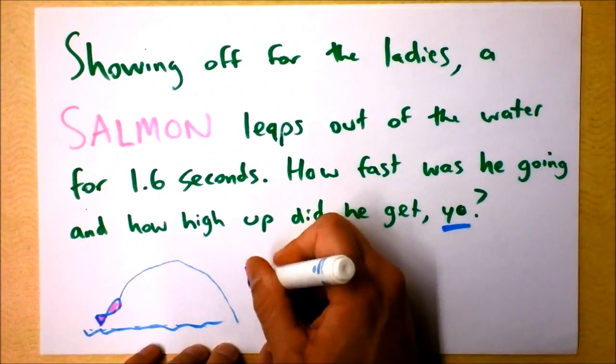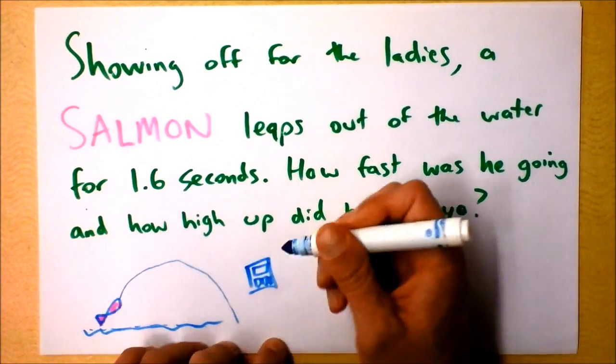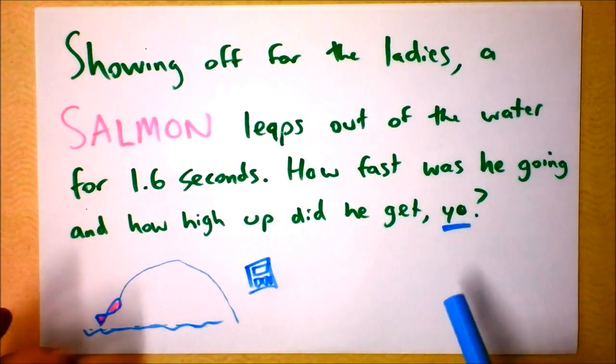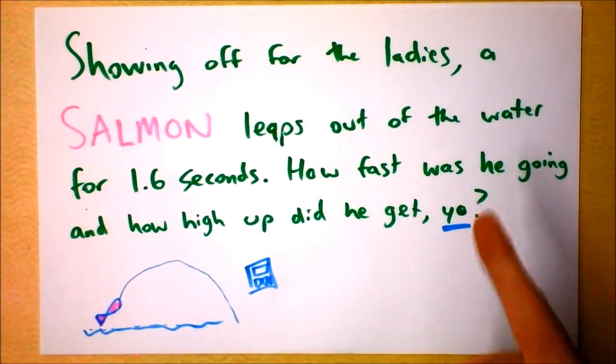And somebody was timing. They had one of these timers here with 3 buttons on it, you know? And they were like, click, and they got the time to be 1.6 seconds. So the salmon was in the air for a good bit of time, and we need to figure out how fast the salmon was going and how high up he got.